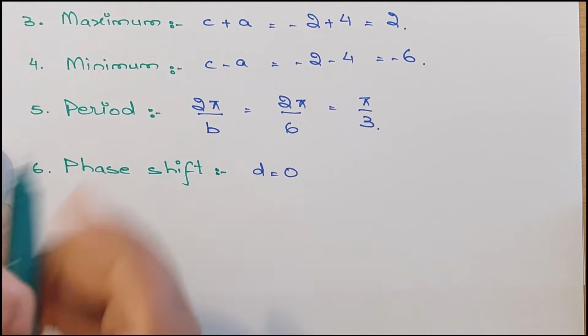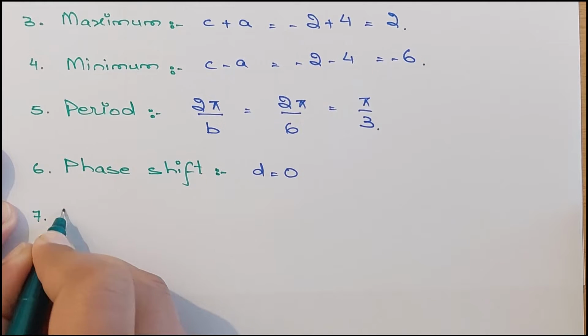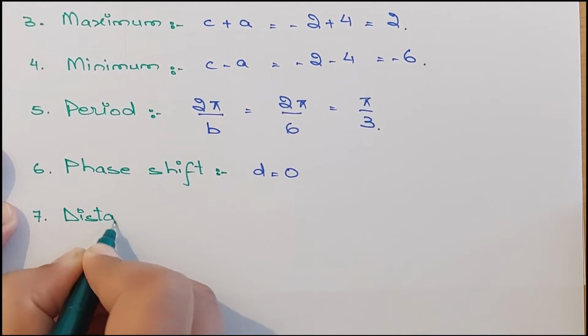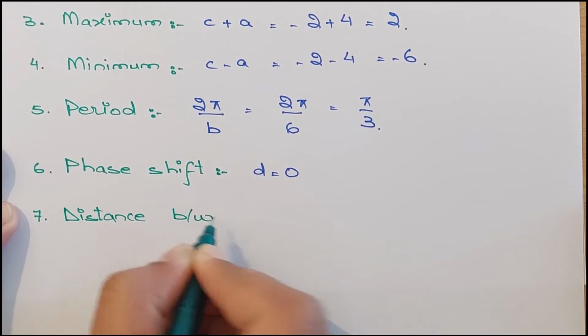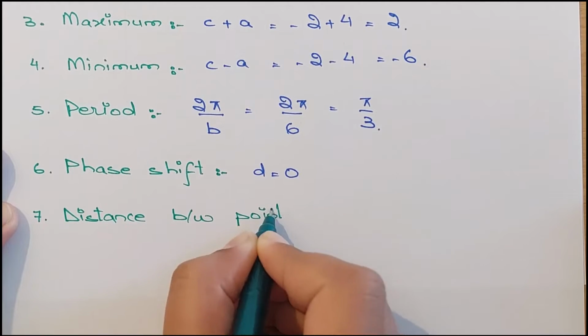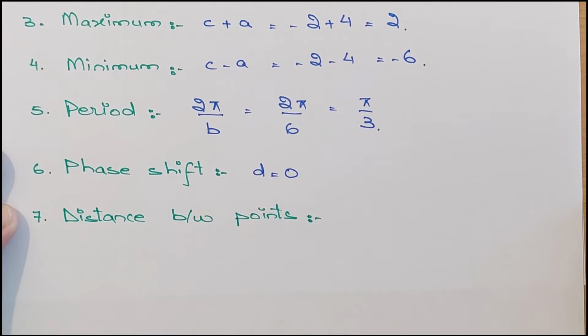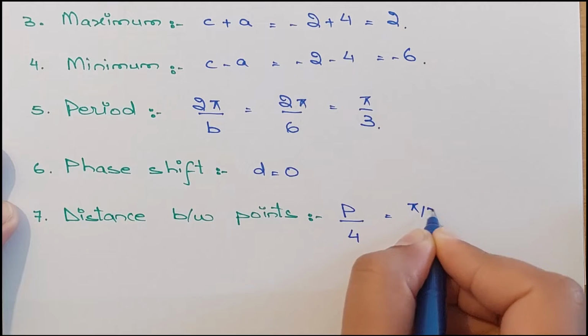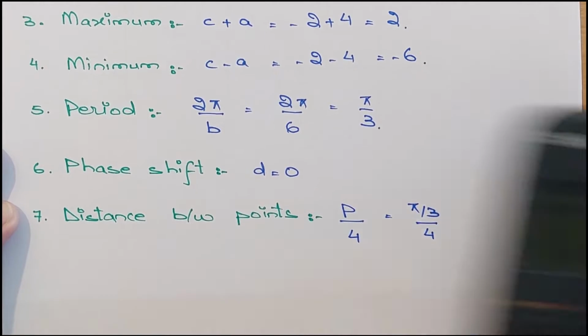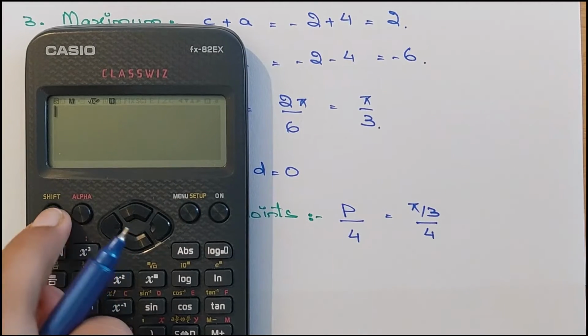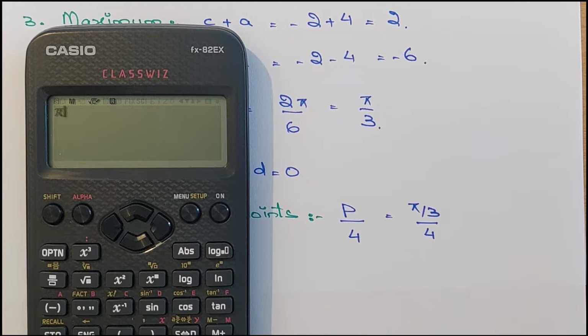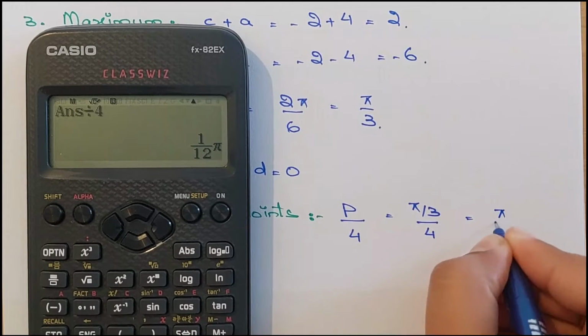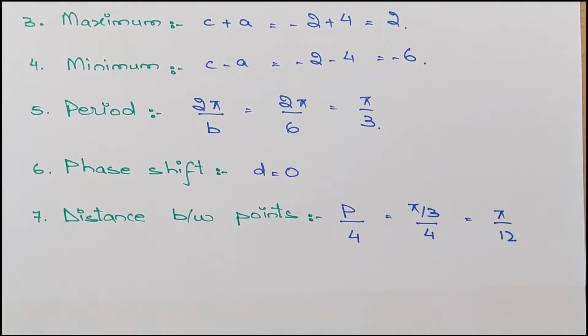Right. So after the phase shift, let me find the distance between points. The distance between points has a formula: period divided by 4. The period is pi by 3, divided by 4. So pi divided by 3 divided by 4 is pi by 12. Right. Now we can easily find the x coordinates of the curve.